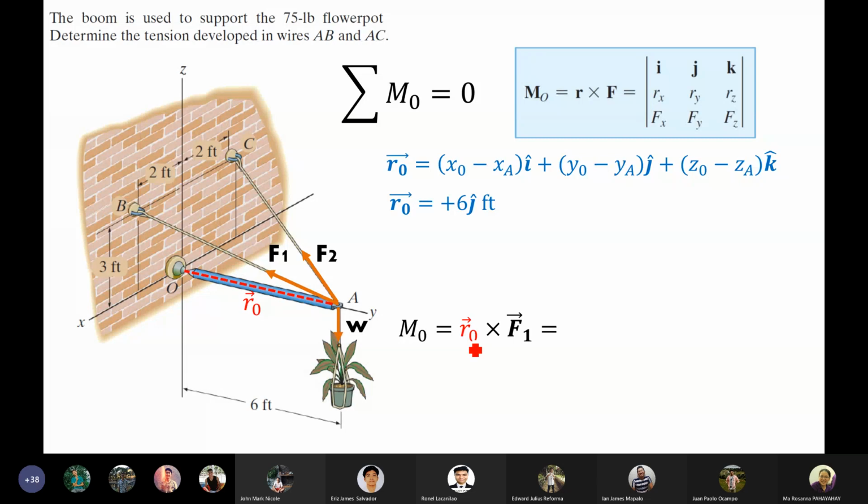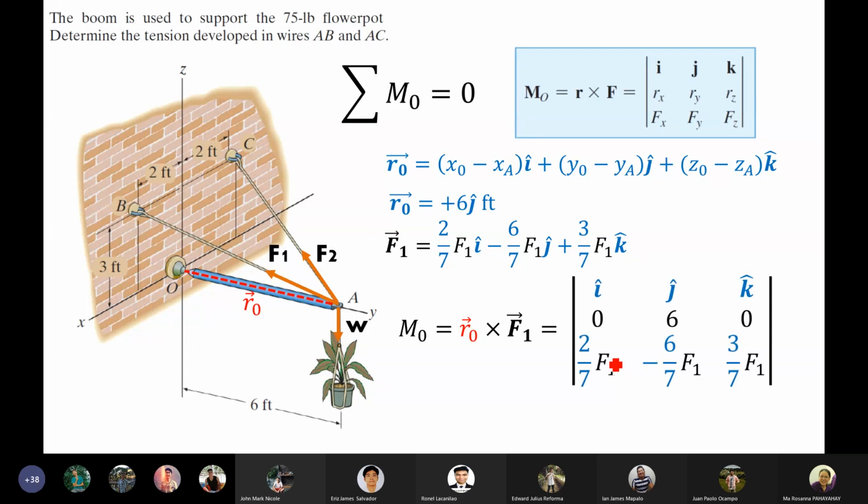So, what is the moment, r times F1? Our F1 is this, and this is our moment arm, and we will place it in a matrix or determinant. For the moment arm, that is 0, 6, and 0. For the force, its value is 2 over 7 F1 for i, negative 6 over 7 F1 for j, and 3 over 7 F1 for k.